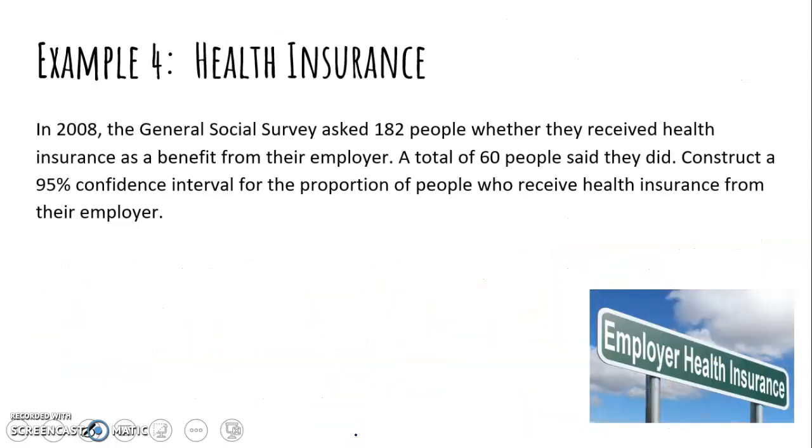Okay? Example 4, health insurance. In 2008, the General Social Survey asked 182 people whether they received health insurance as a benefit from their employer. A total of 60 people said they did. Construct a 95% confidence interval for the proportion of people who received health insurance from their employer. So pause the video and try this one.